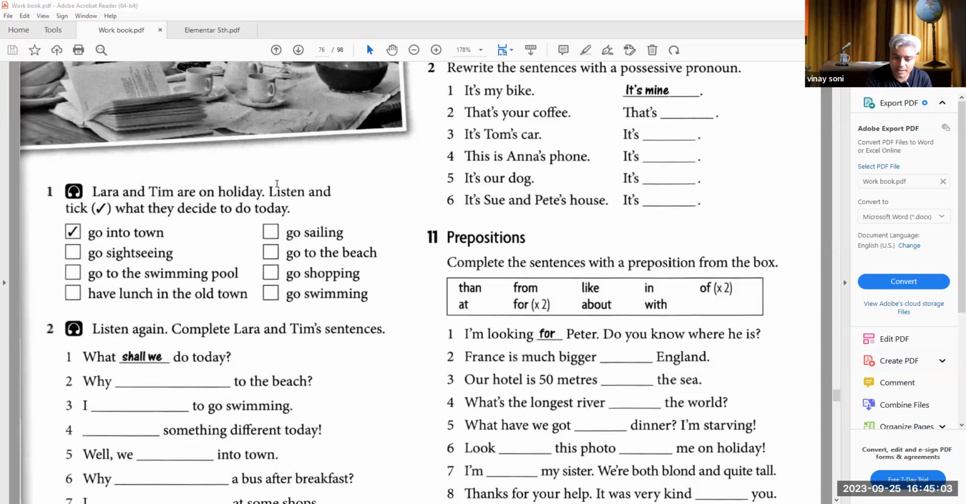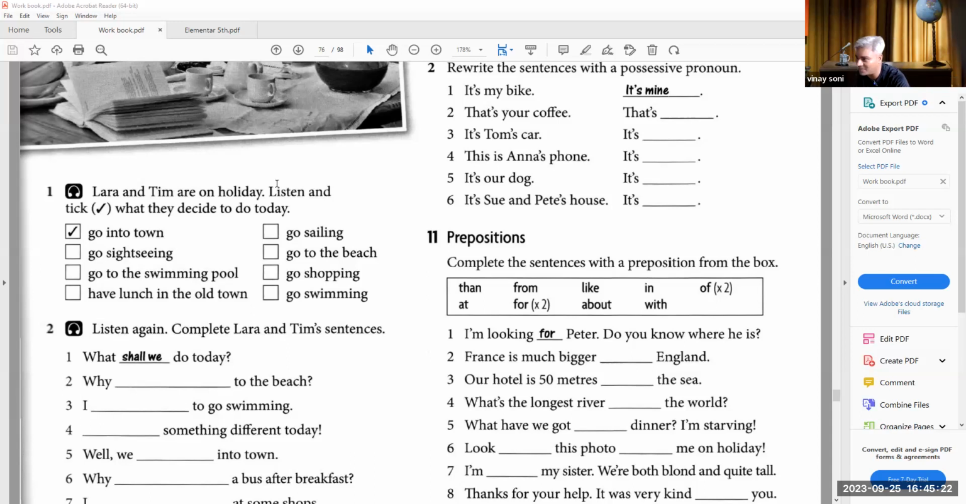Why don't we go to the beach again? The husband likes going to the beach. That's why he suggested, why don't we go to the beach today? Again, I mean, why don't we go to the beach again? Perhaps they went to the beach some days ago.